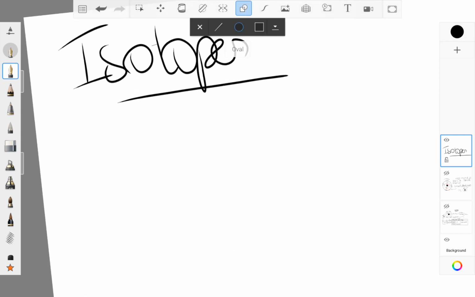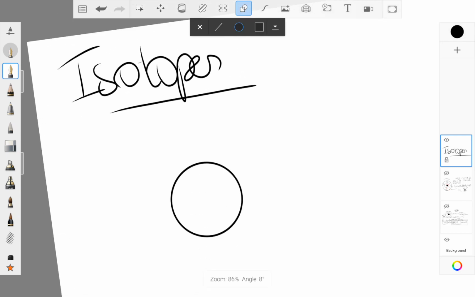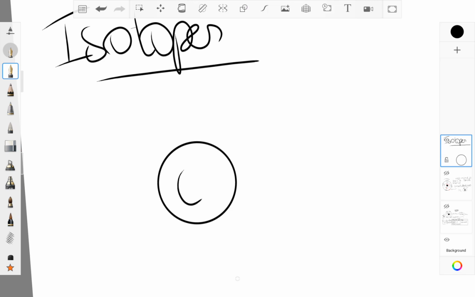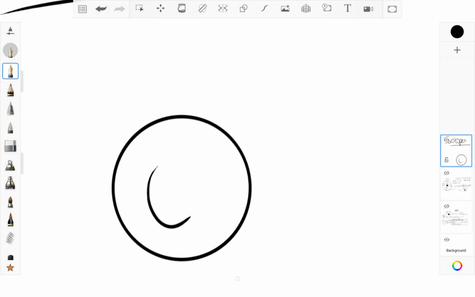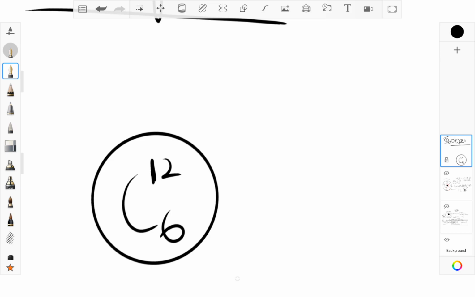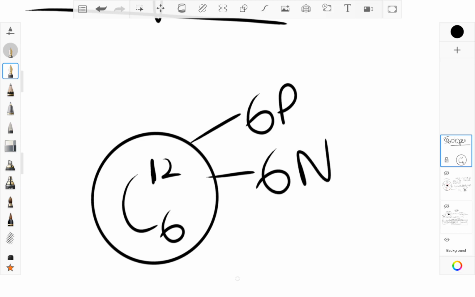Let's look at a standard carbon atom. A standard carbon atom has a mass of 12 and it has 6 protons, meaning that from this we can deduce that there are 6 protons, 6 neutrons, and 6 electrons.